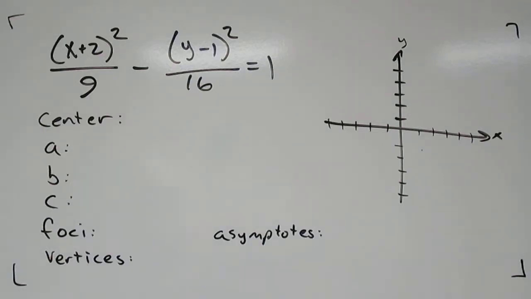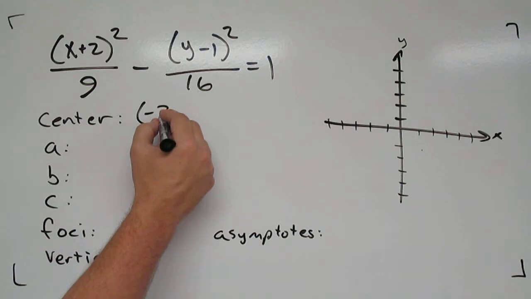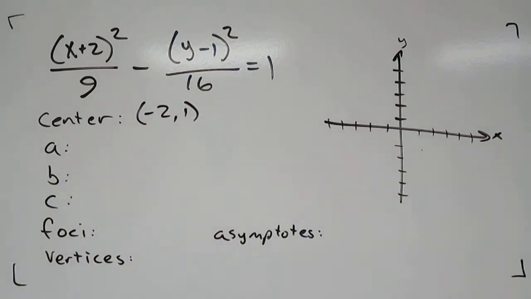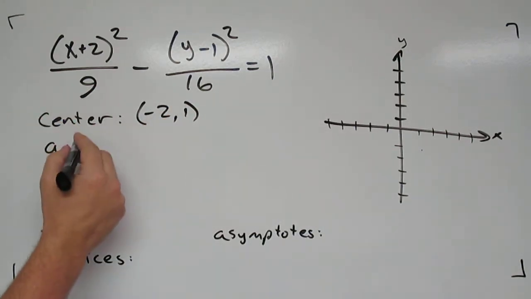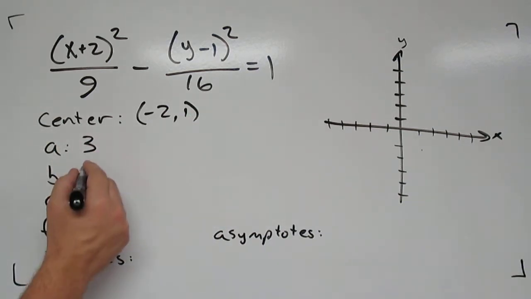All right, let's start with this example where we have (x + 2)² over 9 minus (y − 1)² over 16 equals 1. Again, the center, same way we did with an ellipse, is at (−2, 1). a is going to be equal to the square root of that, so that's 3. b is going to be the square root of that, which is 4.